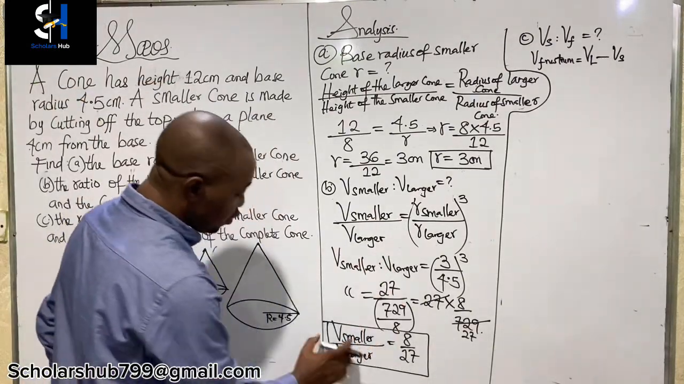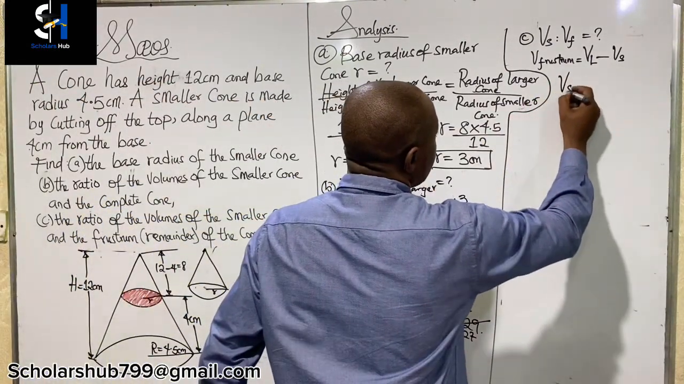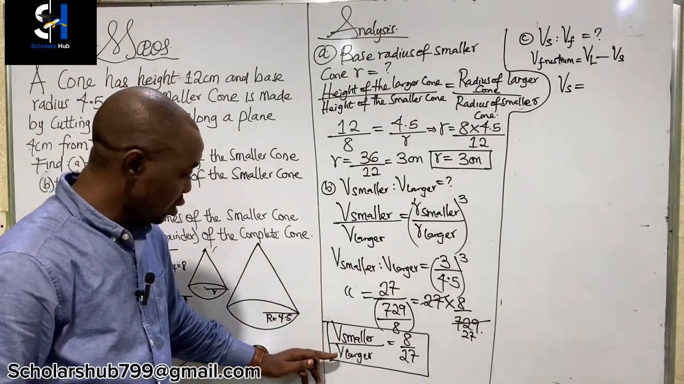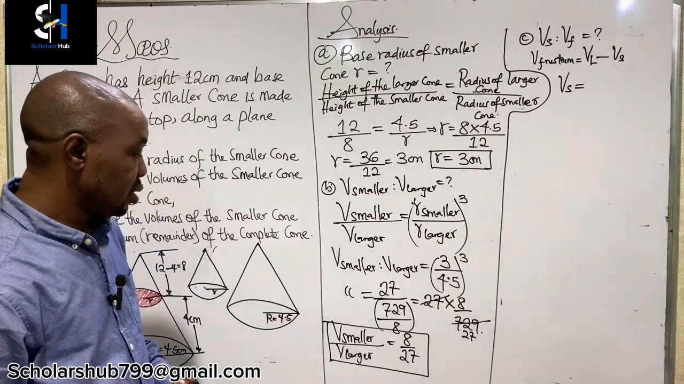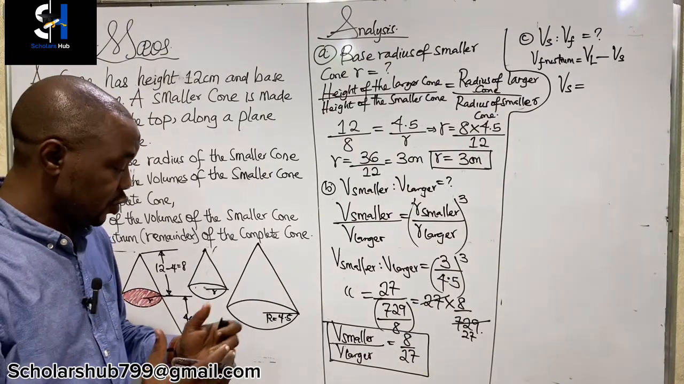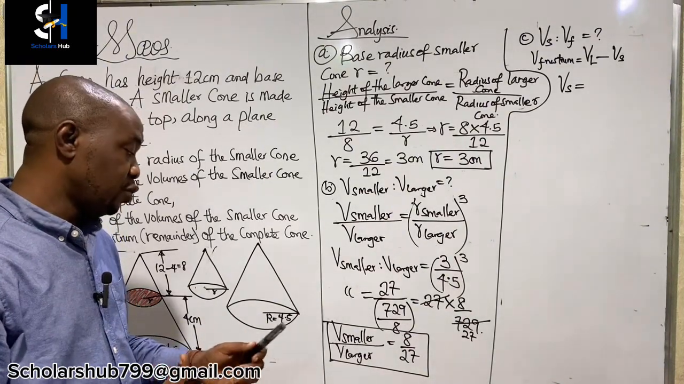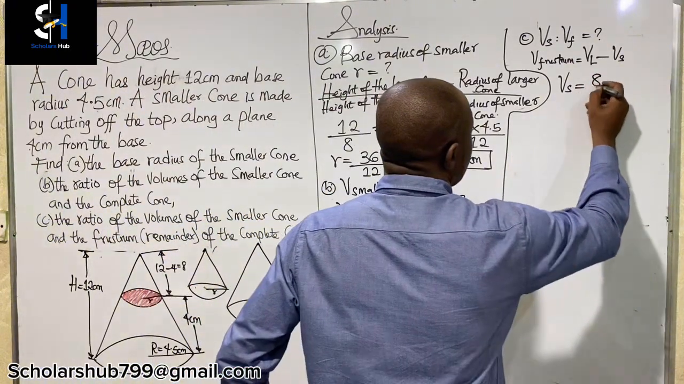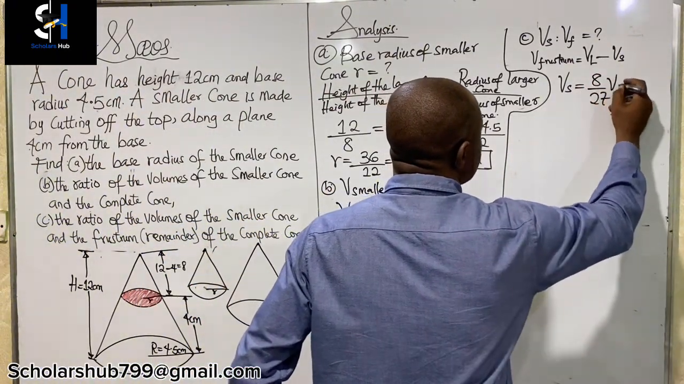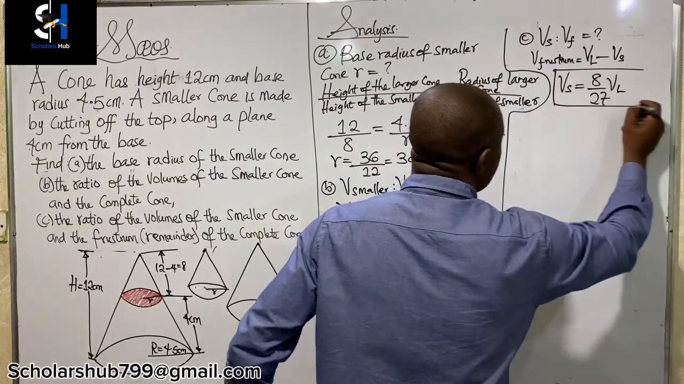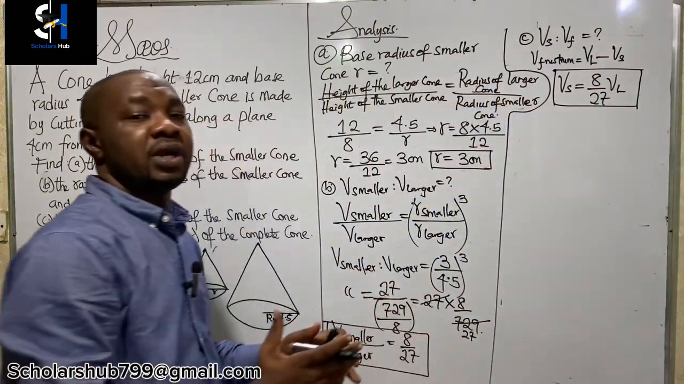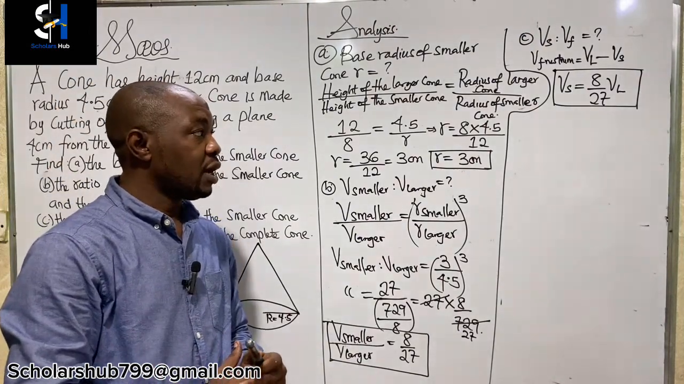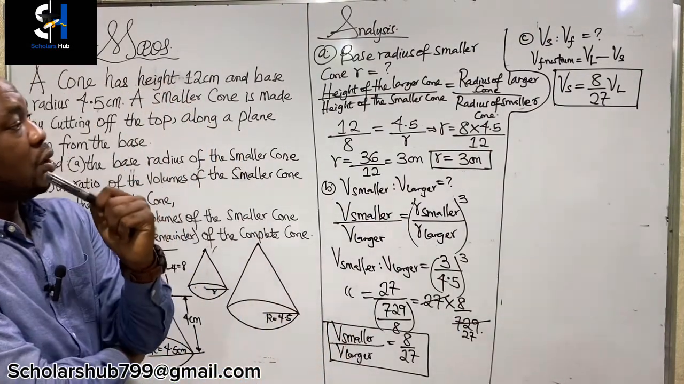Okay, but what is the volume of the smaller cone? The volume of the smaller cone, from what we have here, V smaller over V larger, gives the volume of the smaller cone in terms of the volume of the larger cone. So the volume of the smaller cone will be equal to 8 out of 27 multiplied by the volume of the larger cone. This expresses the relationship between the volume of the smaller cone and that of the larger cone.